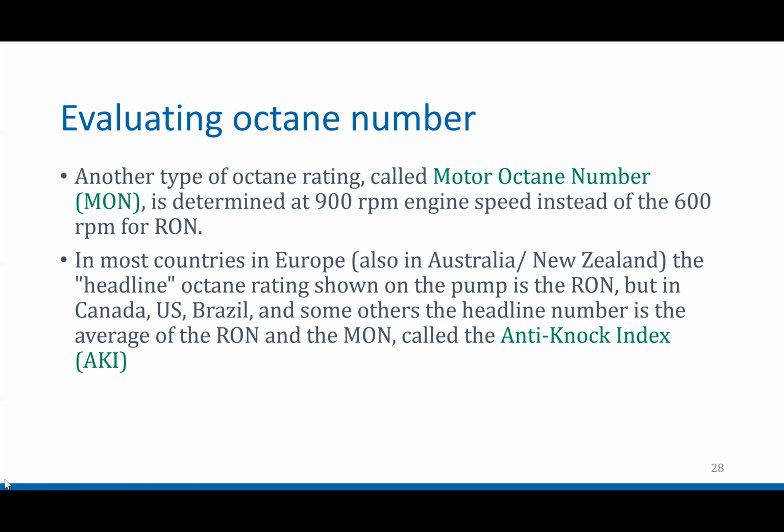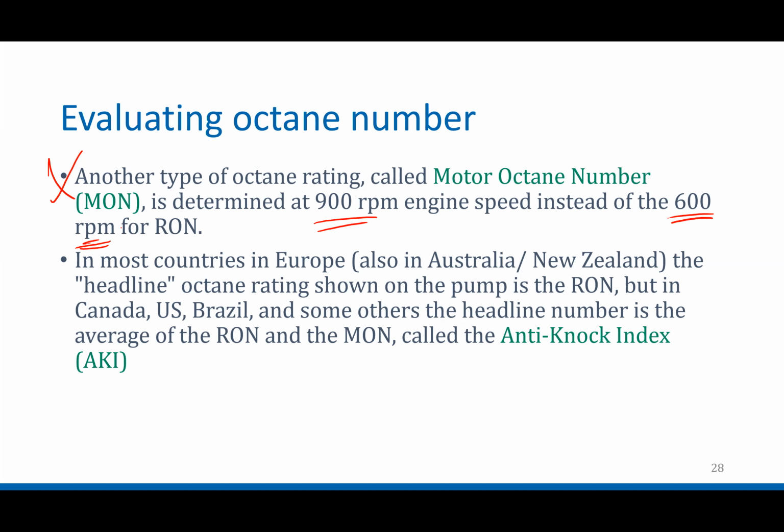Another type of octane rating, and you guys don't need to memorize either type. Really what I mentioned is what you need to know. Octane number is determined by running the test subject, or in this case, the octane, in a test engine under controlled conditions. Other countries use a different type of rating called MON, motor octane number. And the big difference here is the RPMs, the speed of rotations in that engine.